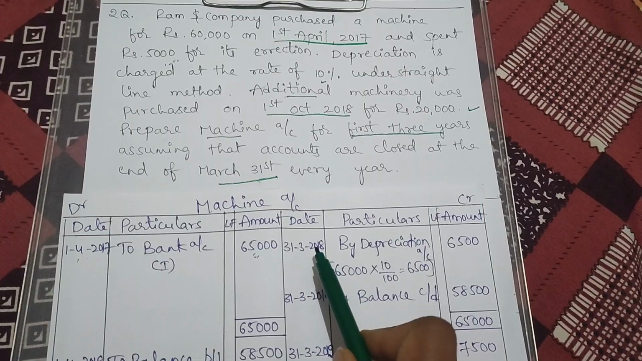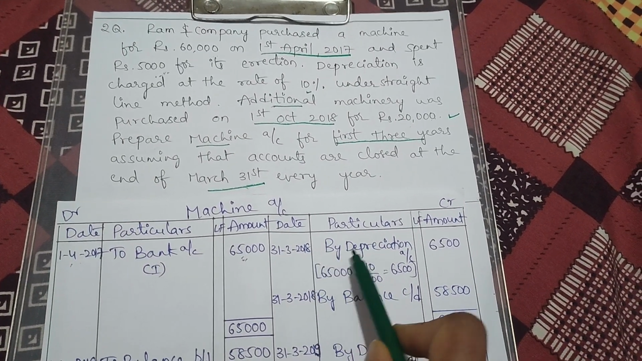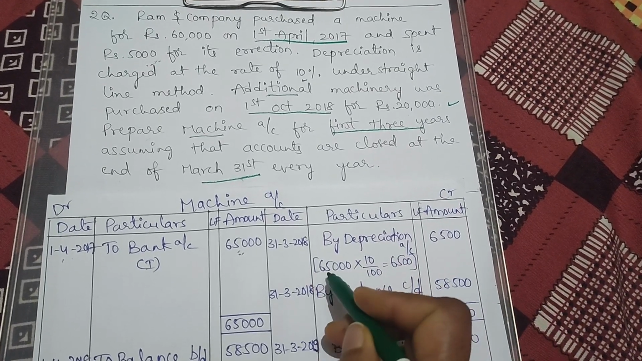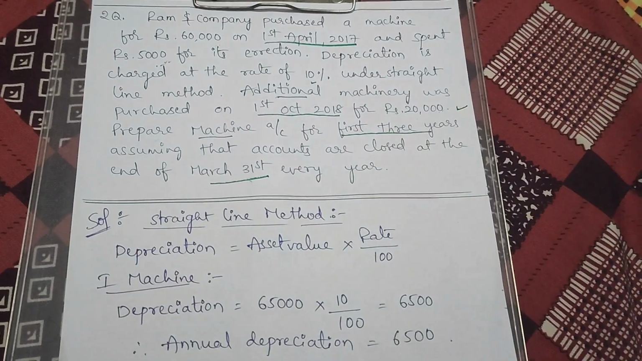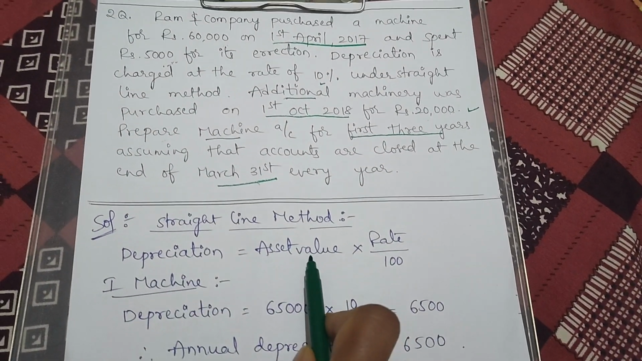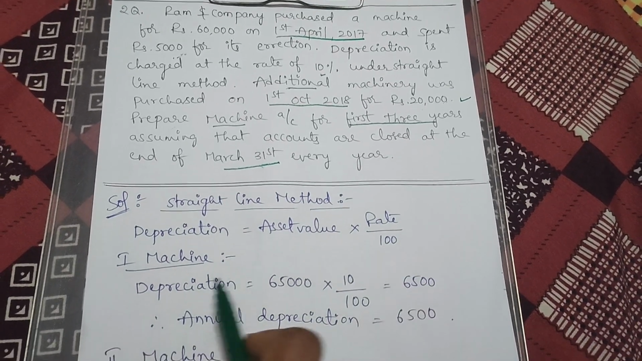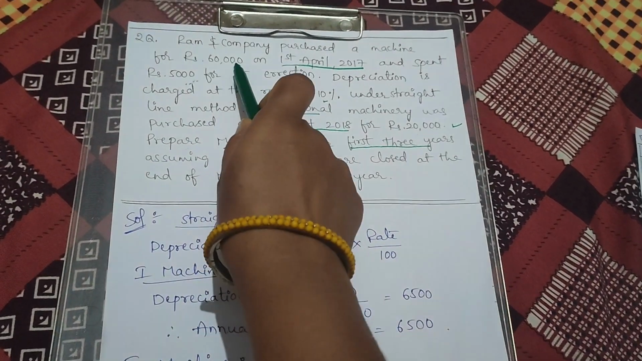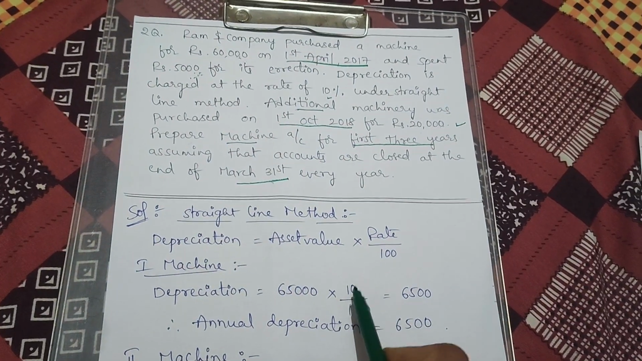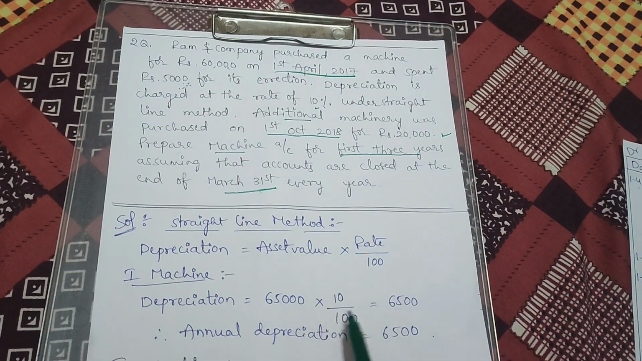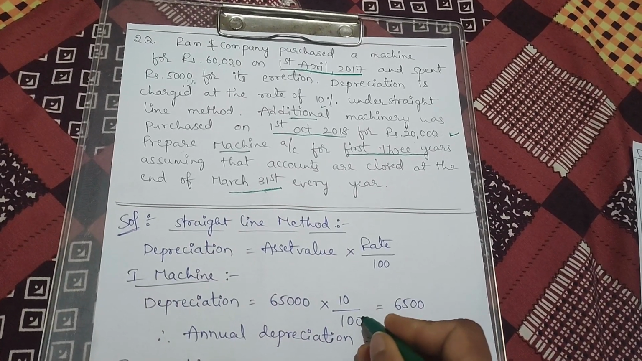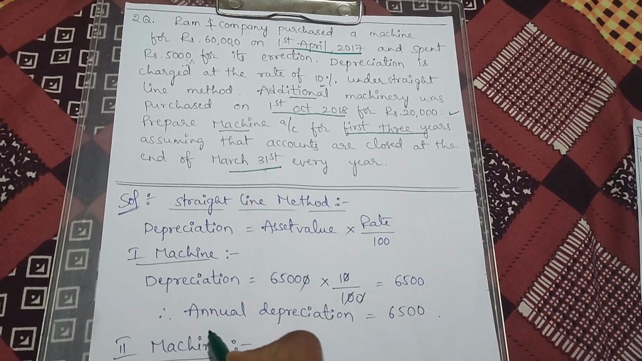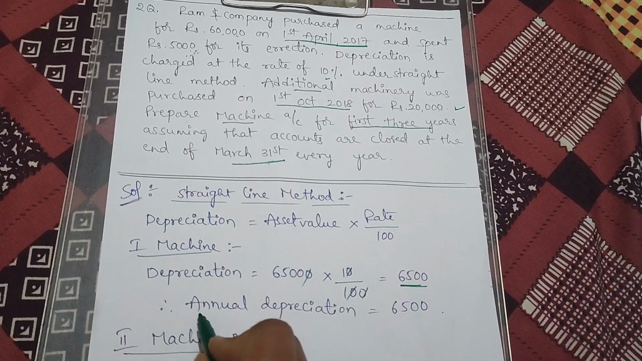On the closing day, the businessman provides depreciation. So, by depreciation account. And how do we calculate depreciation? We have a formula. Depreciation formula is asset value into rate by 100. So for the first machine, depreciation is equal to asset value 65,000 into rate 10% divided by 100. If you do this calculation, 0, 0 cancel, 0, 0 cancel, 6,500 is remaining. Whatever we get here is known as annual depreciation.